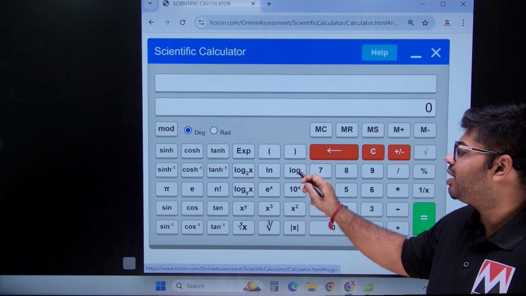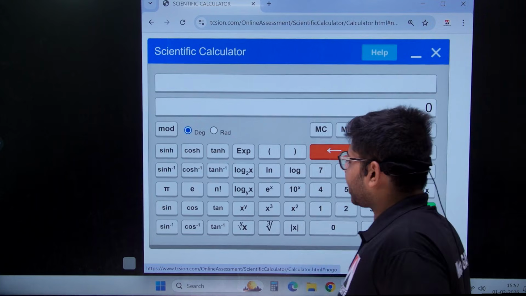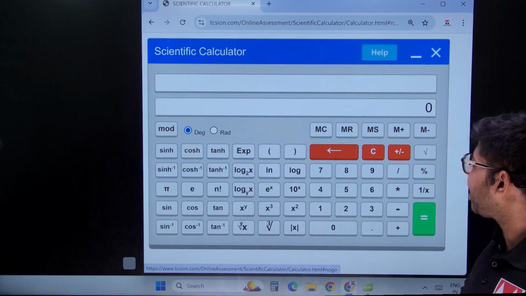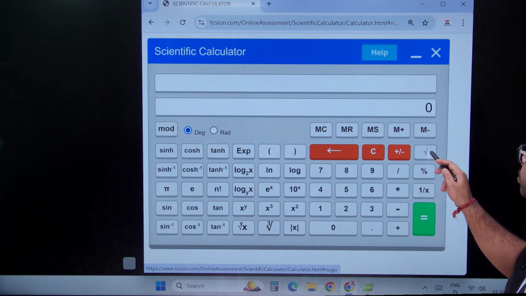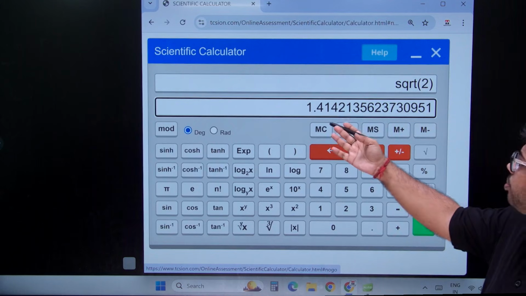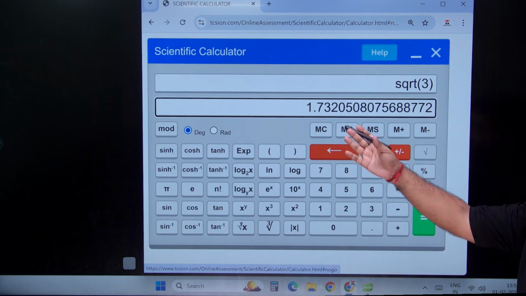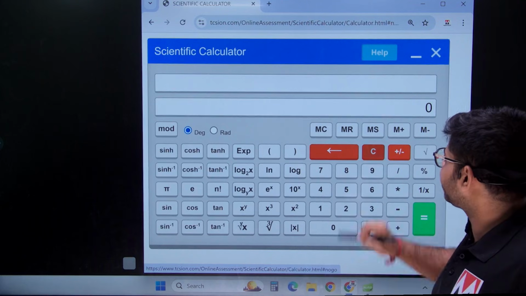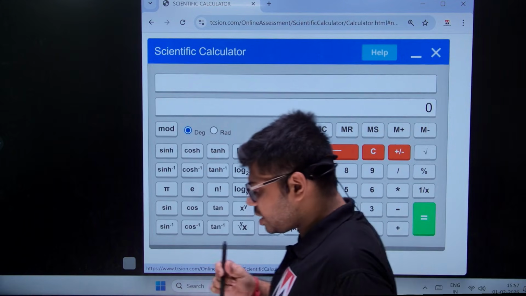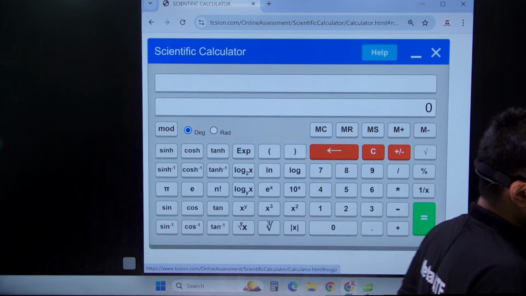Log means the base is 10 by default, and the base is e in case of ln. Now these things I think are quite clear, and degree and radian you need to always keep in mind. Now apart from that, this is the square root. If I find out the square root of 2, it is 1.414. Square root of 3 is 1.732. Something like that you can always find out. Square root of 4 is going to give you 2. Likewise.